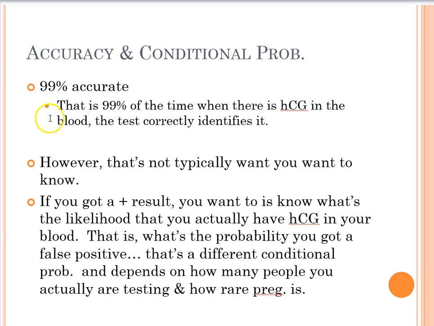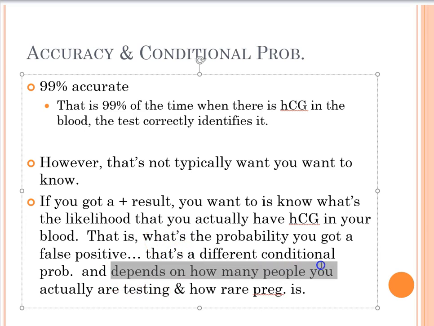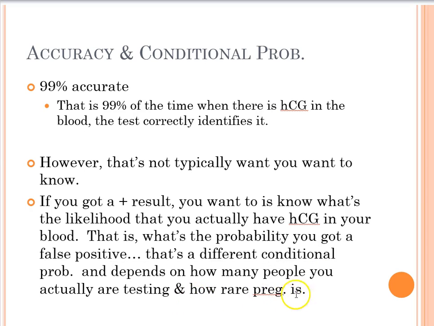However, this isn't the likelihood that you want to know when you have a positive result. So if you have a positive result, what you actually want to know is the likelihood that you have HCG in your blood. The percentage that they give you on the side of the box is the opposite conditional probability. They give you the probability that it reads positive when in fact there is HCG in the blood. To find the correct conditional probability is going to depend upon how many people you're testing and how rare pregnancy is or how rare the disease is that you're testing.